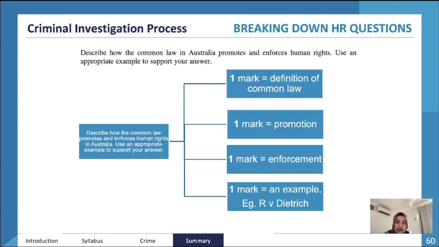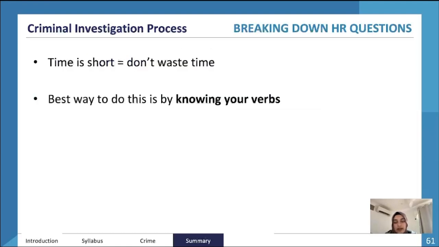But essentially I'm just trying to get you guys in the hang of doing these types of questions and being able to break them down in this way. A few other tips. Remember that time is short. Don't waste your time. The best way to do this is by knowing your verbs, right?